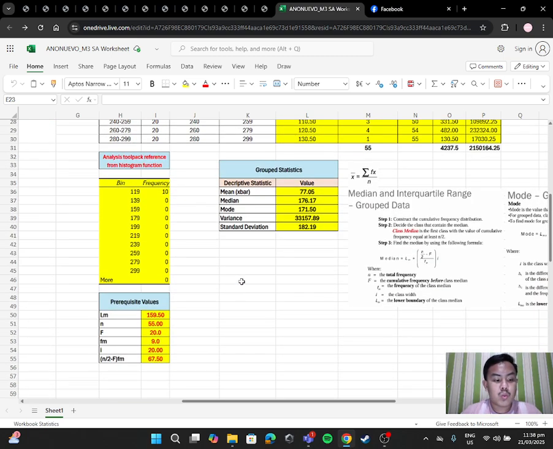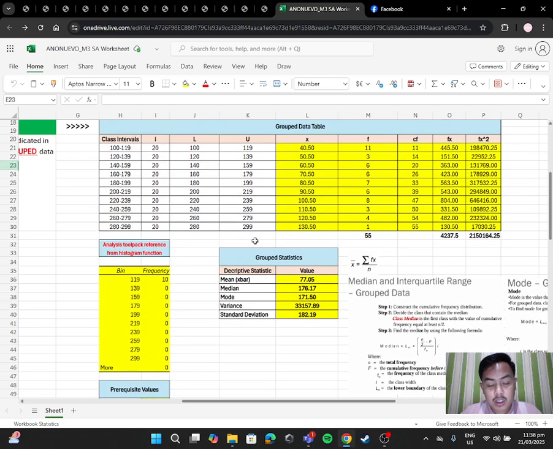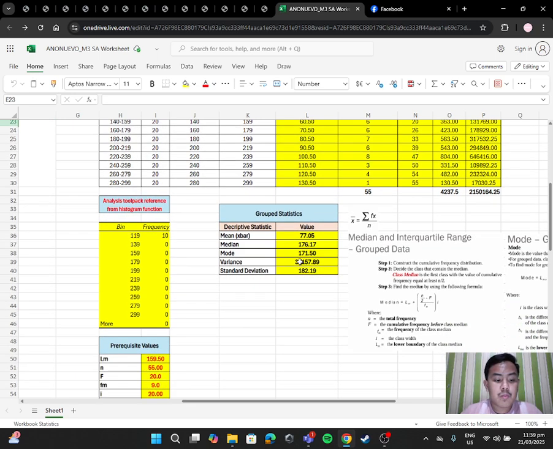Next, let's move on to the descriptive statistics table. So let's find the descriptive statistics table. So here it is. The descriptive statistics table is completed by calculating the mean, median, mode, variance, and standard deviation. The mean is found by dividing the sum of the frequency multiplied by the midpoint by the total frequency.